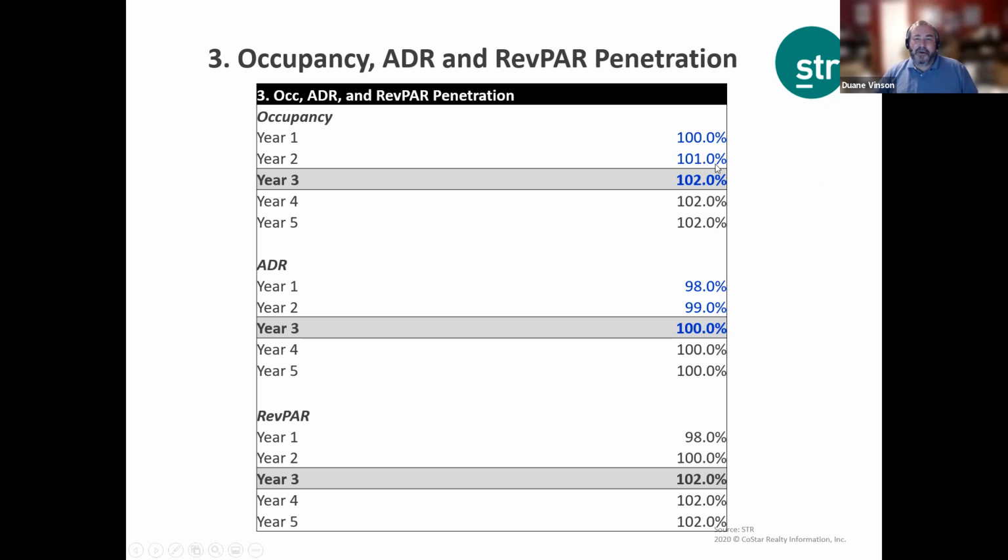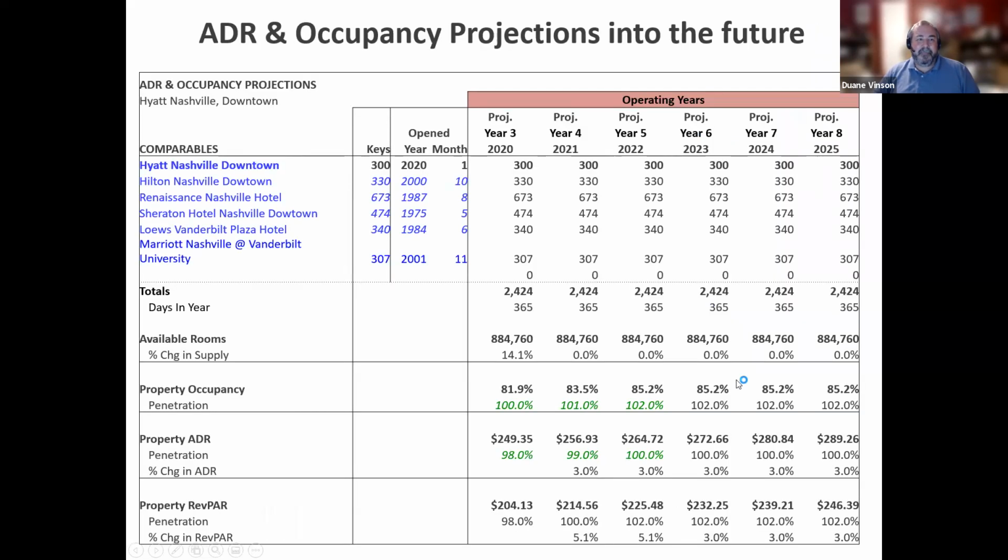Year 2, 101 index. Year 3 at 102, and then it'll automatically populate year 4 and 5 again. Same thing here with the ADR. Slight improvement then up to 99. Then finally, we're going to be on par with our competitive set or our comparable group of hotels in year 3. And then we'll just carry that over into 4 and 5. Okay. That information is then carried over into the ADR and occupancy projections tab.